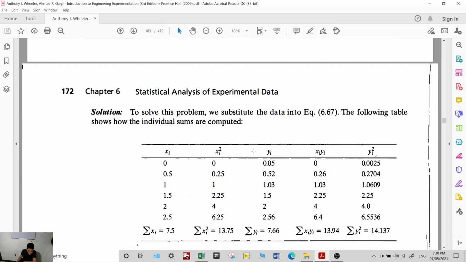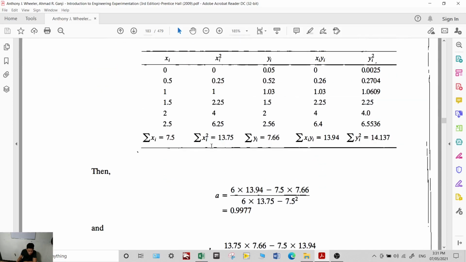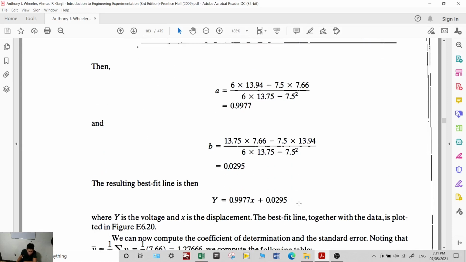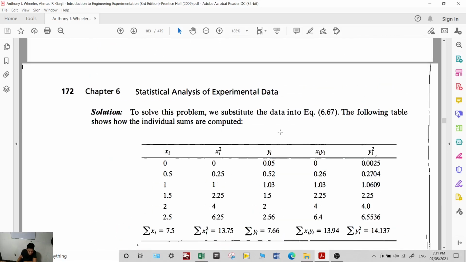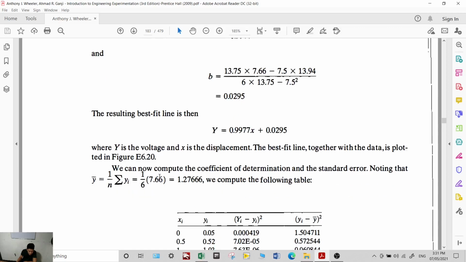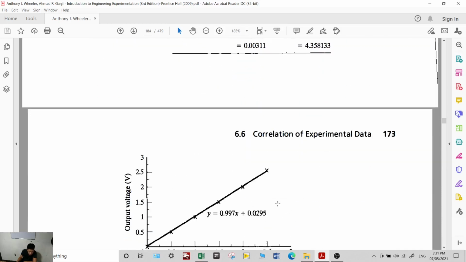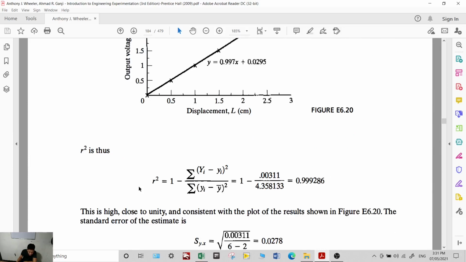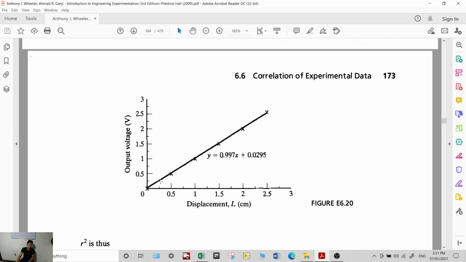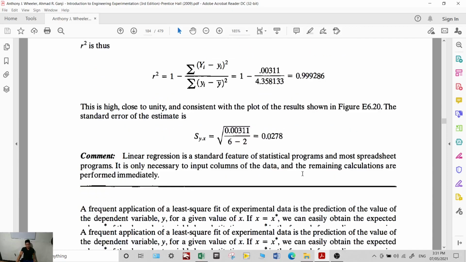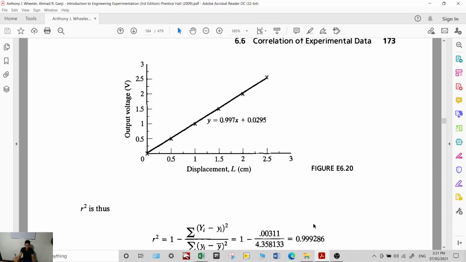Okay, so to solve this problem, kuhaon nimo ang A ug B. Pag makuha na nimo A ug B, naka-equation na ka sa best fit sa data. Anyway, sayon na kayo ni. We can now compute the coefficient of determination and the standard error. The coefficient of determination is 0.999, so duol kaayo sa 1. So this is high, close to unity, consistent with the plots. Makita po ninyo sa plot, best fit gyud ning line. And the standard error of estimate is 0.0278. Okay? So that's it.